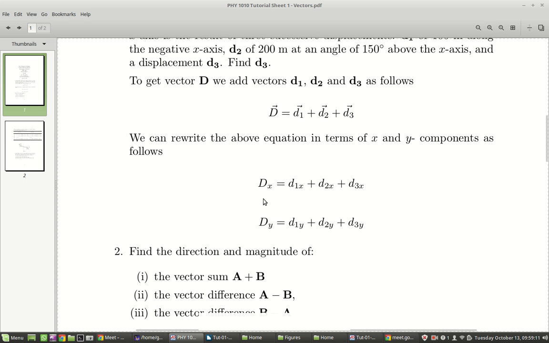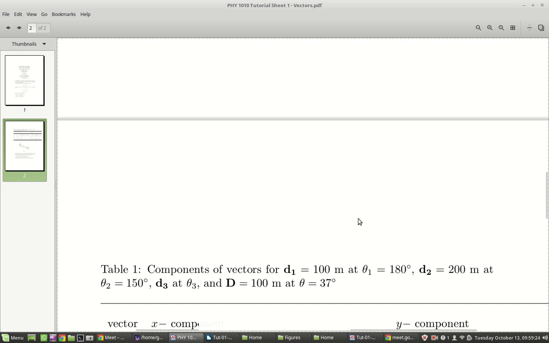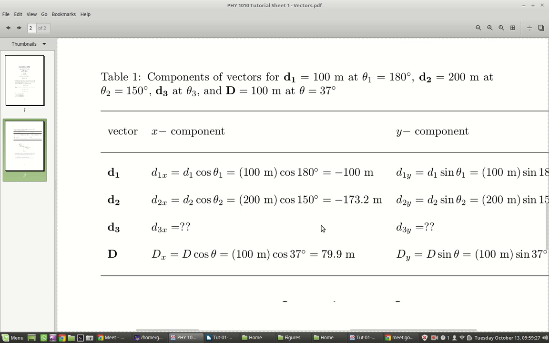Most of these things you already have from the table. We have got dx, dy, d1x, d1y, d2x, d2y. The only things we don't have are d3x and d3y, and those are things we are looking for. So we substitute with values from this table. We start with the x.